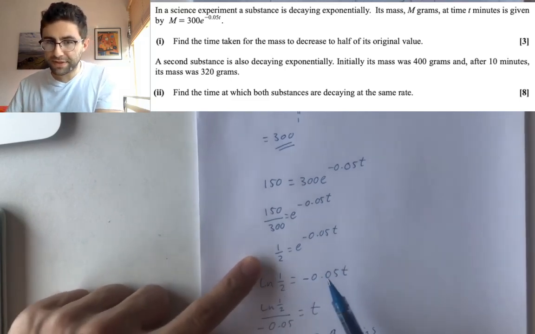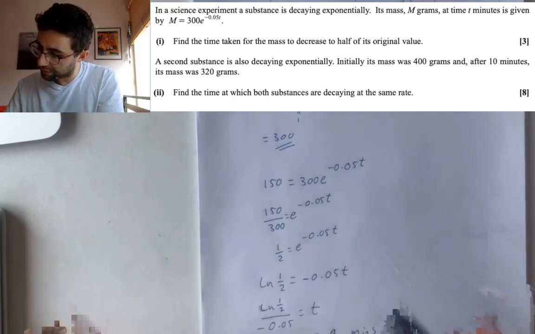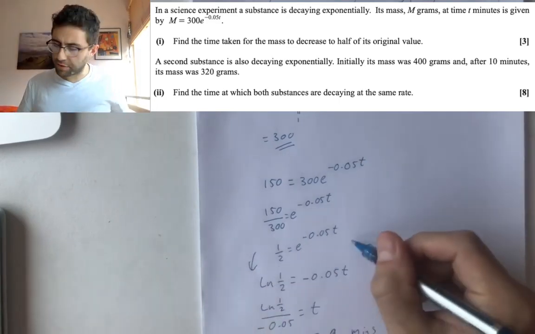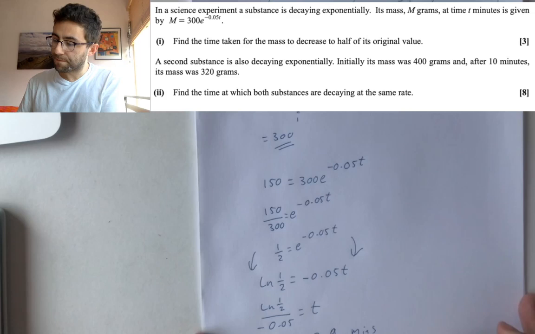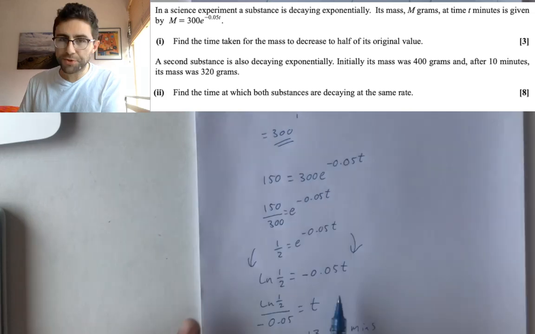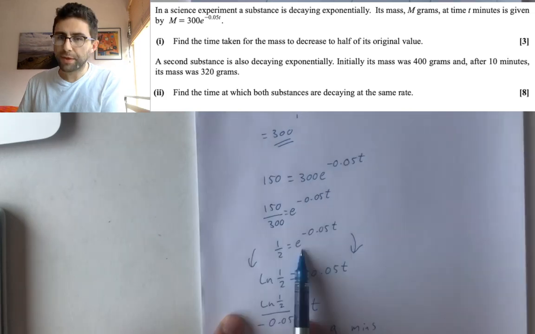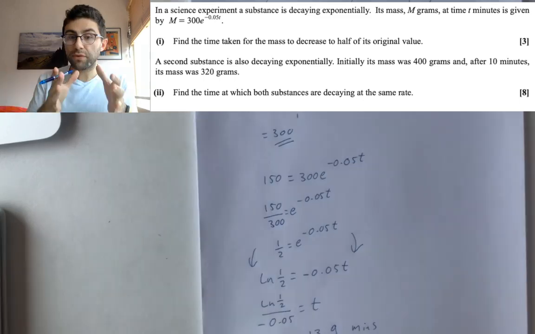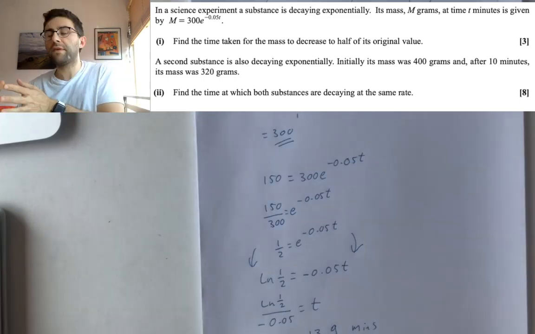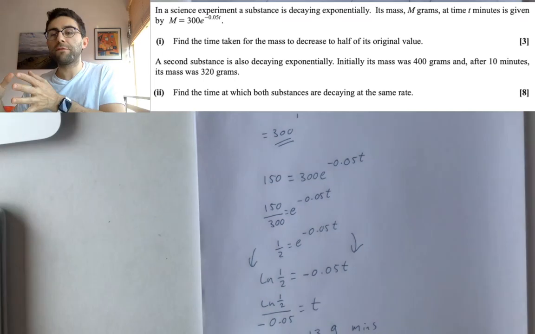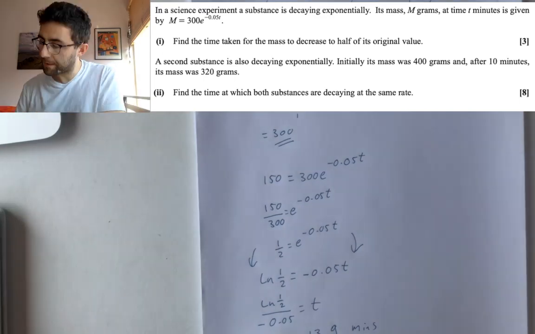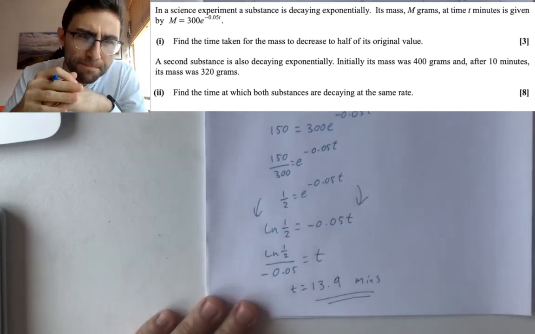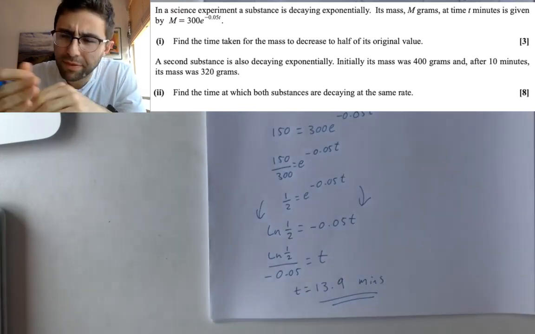Then this step here is really worth just making sure you're convinced on how to do that. To undo an exponential, you do natural log. So if you do that to both sides, your left-hand side becomes natural log of a half, and your right-hand side, well, it undoes the exponential, and you get that. And that's just solving. There's the time it takes for it to half.